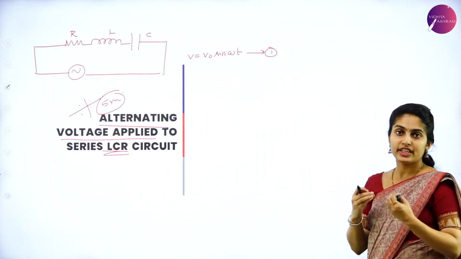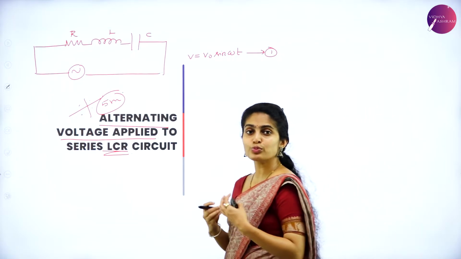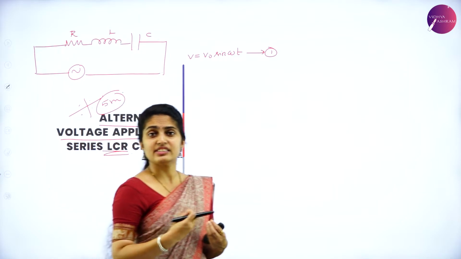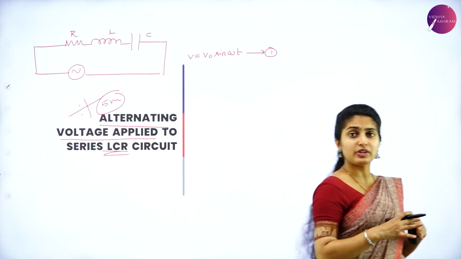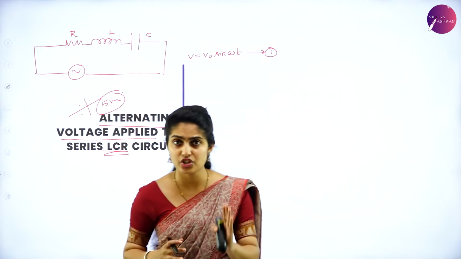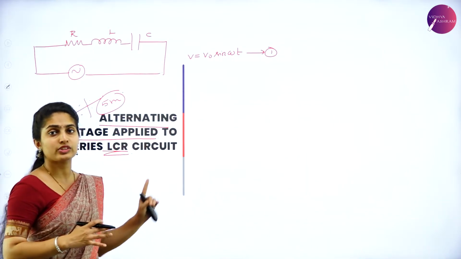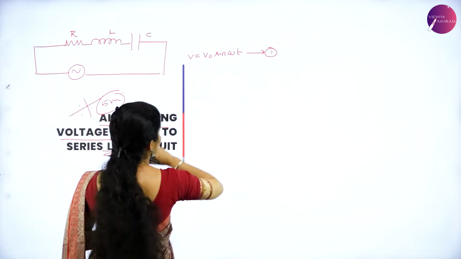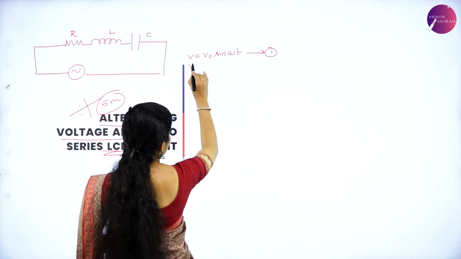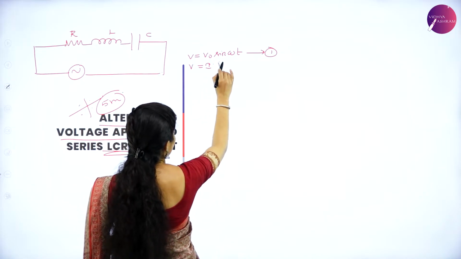Whenever an alternating source is attached to any of the circuits, we consider the instantaneous value. For all the derivations we usually consider the instantaneous potential values, V is equal to V naught sine omega t. For this, the next step is that, according to Ohm's law, we have V is equal to I into R.